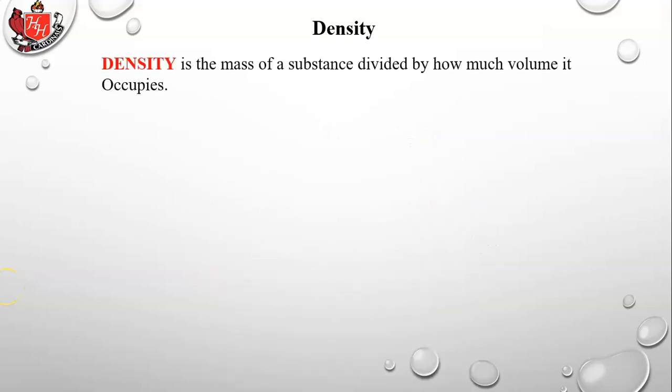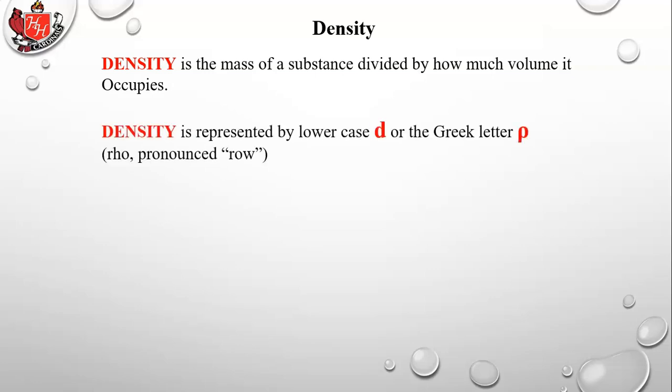All right, density. Density is the mass of a substance divided by how much volume it occupies. Density is represented by lowercase d or the Greek letter rho. It looks like a scripted P. It's pronounced rho. It's a Greek letter. We're going to use d because it makes more sense to use d for density.